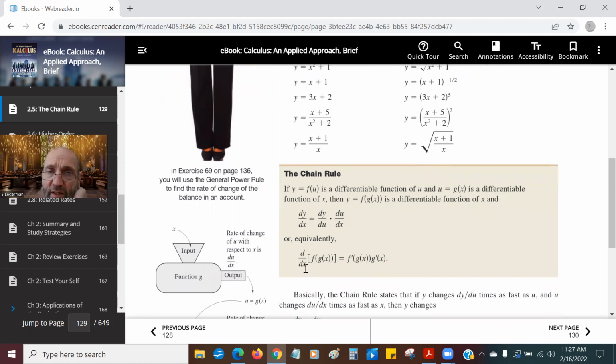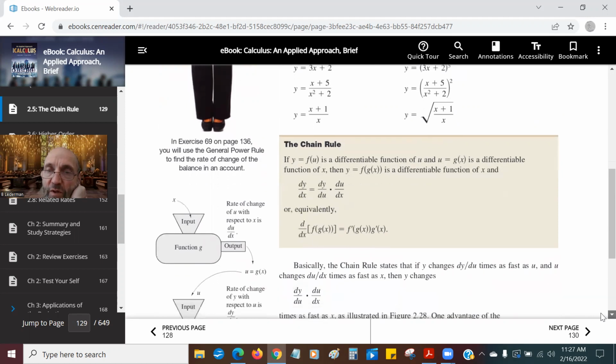Another way of saying it is that the derivative of f of g of x, where g of x is the inner function trapped inside the outer f function, is the derivative of f, leaving the g alone, times the derivative of g. How this works, we'll do examples and you'll see it nicely.